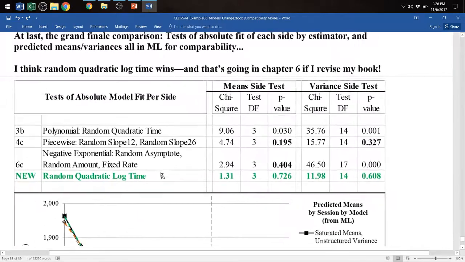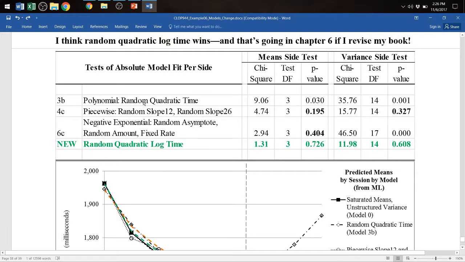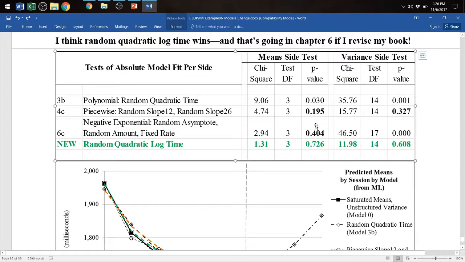So, putting it all together. Here's a comparison of everything that we did in the last 2 weeks. We did random quadratic original time, did not fit on the mean side, did not fit on the variance side, but adding any other polynomial effects really wasn't warranted. We had a piecewise model that does fit but makes really no sense because I picked the knot at an arbitrary point. Negative exponential that fit on the mean side but not the variance side, likely because we couldn't get the random rate to converge. And now I have this new random quadratic log time, which fits better than anything else up to this point.